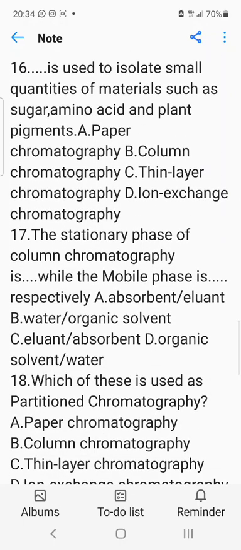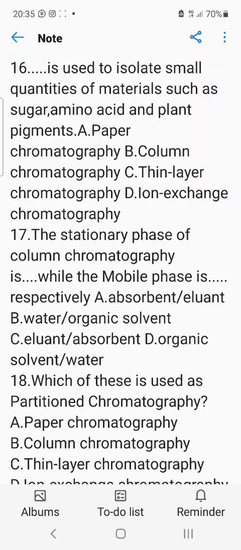Number 16. Dash is used to isolate small quantities of materials such as sugar, amino acid, and plant pigments. Is it paper chromatography, column chromatography, thin layer chromatography, or ion exchange chromatography? The answer is A, paper chromatography.